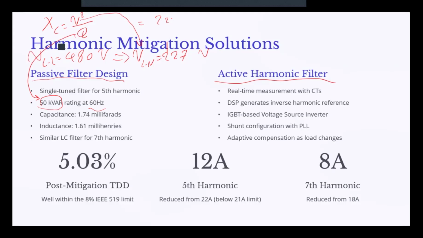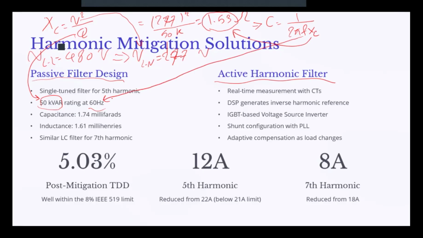So if we do that, it's going to be 277 squared over 550K, which means 1.53 ohm. So now we have 1.53 ohm, and we know that the capacitance C of that reactance is calculated by 1 over 2 pi f XC. You put all the values, f is 60 hertz, and if you calculate that, the C becomes 1.74 millifarad.